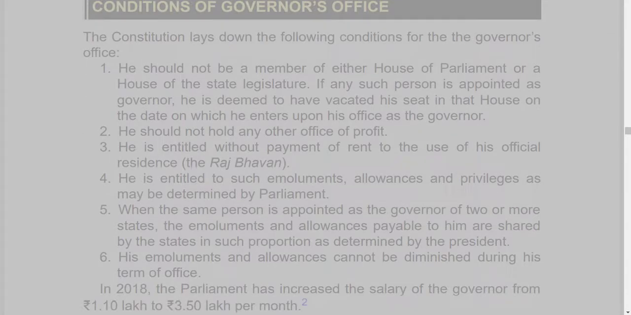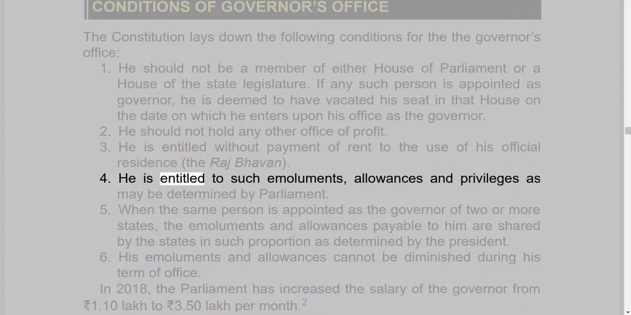Conditions of governor's office. The Constitution lays down the following conditions for the governor's office. 1. He should not be a member of either House of Parliament or a House of the state legislature. If any such person is appointed as governor, he is deemed to have vacated his seat in that house on the date on which he enters upon his office as the governor. 2. He should not hold any other office of profit. 3. He is entitled, without payment of rent, to the use of his official residence, the Raj Bhavan.